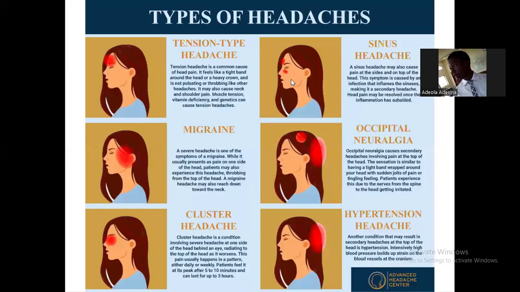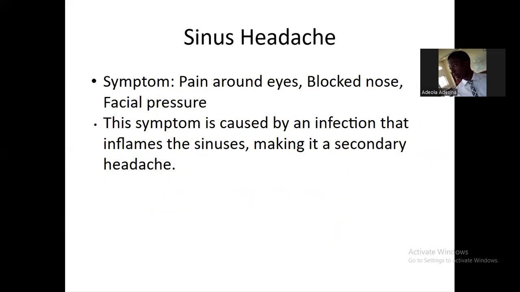Like I said, once it's getting towards the eyes and the nose, right? The nose area is what is called the sinus region. So once a person says that it affects the nose area, you already know that it's sinus headache. So how do we know sinus headache? Pain around the eyes, blocked nose and facial pressure. Once it's coming down towards the face, you already know that it is a sinus headache.